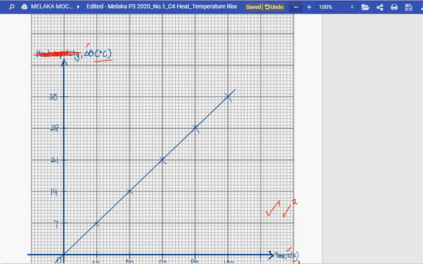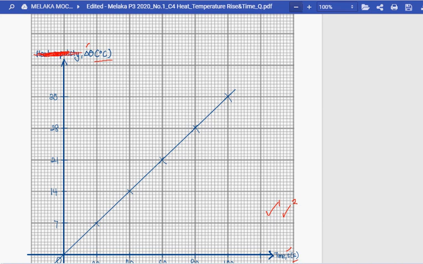Now, tick number 3 is for the scale. So now you see 7, 14, 21, 28, 35. All right, this is not an even scale. This is what we call an odd scale. So one square equals 7. That is odd. If one square equals 5 or one square equals 10, that is an even scale. So in this case, we don't give you tick number 3 because the scale is odd.